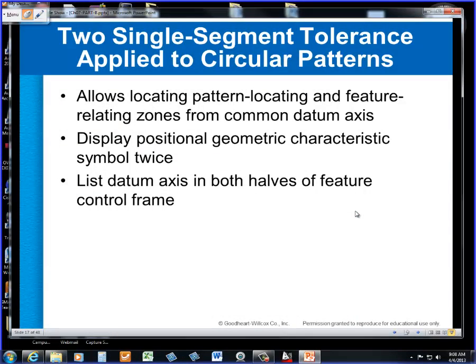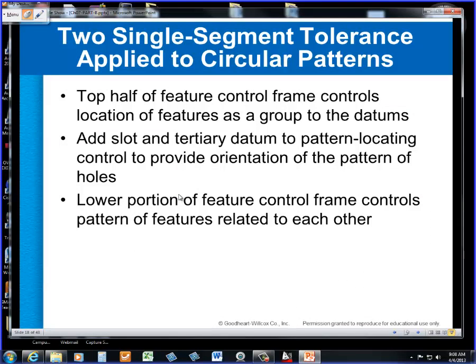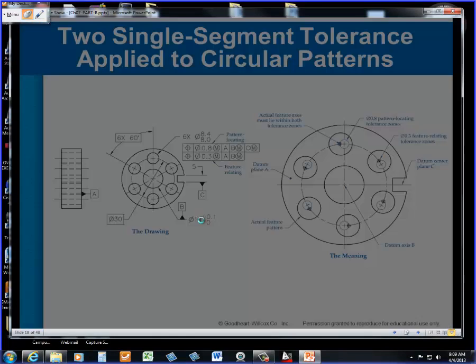Then we can have two single segment tolerances applied to circular patterns. This allows locating pattern and feature relating zones from a common datum axis, and displays a positional geometric characteristic symbol twice, and lists datum axis in both halves of the feature control frame. The top half of the frame controls the location of the features, just like the other, and then we add slot and tertiary datum to the pattern located control to provide orientation of the pattern of holes. The lower portion of the feature control frame controls the pattern of features related to each other.